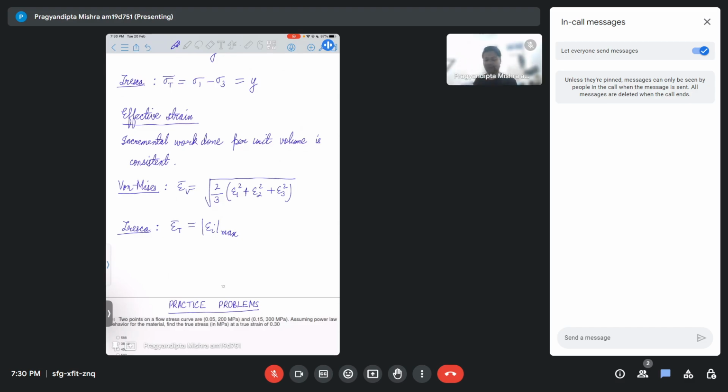So with that, we will come to the end of the theory part of today's discussion. We'll move on to the problems for today. But before that, give me just a second before I move on to the problems.